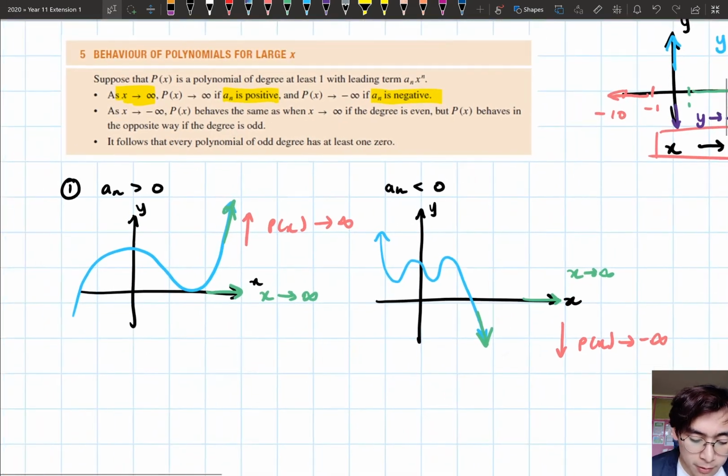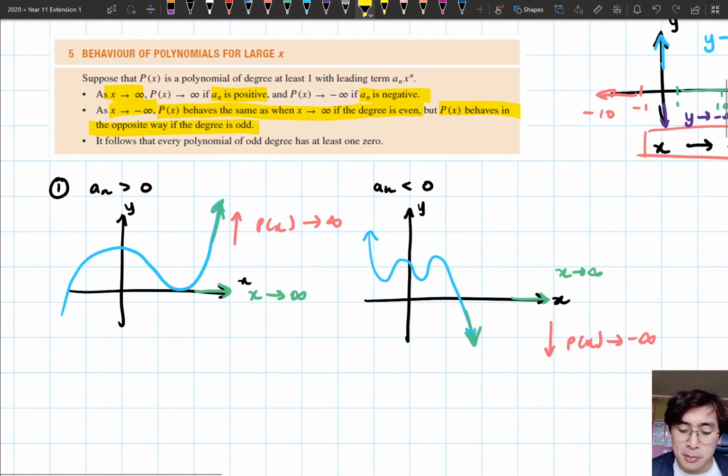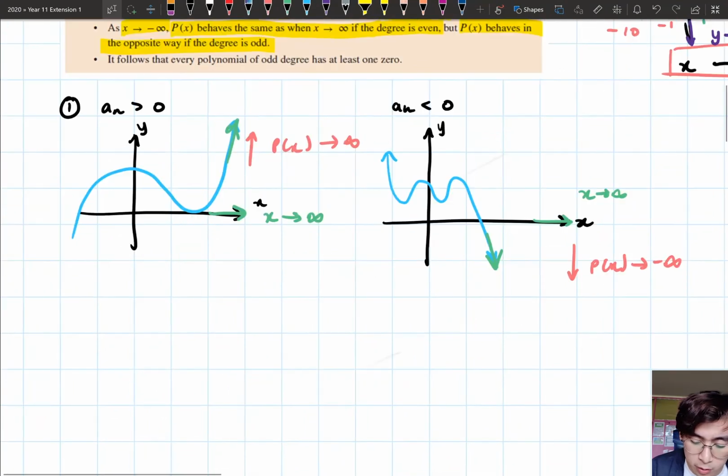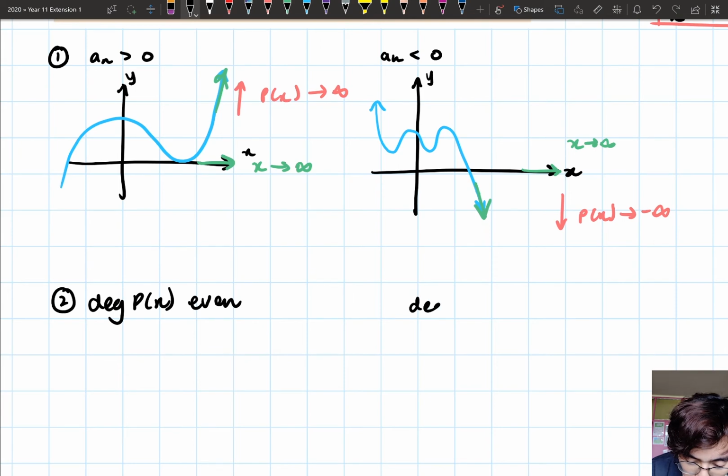Now let's have a look at the second dot point. The second dot point tells me, as x goes to negative infinity, so the other direction, so when x goes towards the left, what happens? So p of x behaves the same as when x goes to infinity if the degree is even, but p of x behaves in the opposite way if the degree is odd. So here, the second thing we need to look at is actually the degree of the polynomial. If you remember, the degree is just the highest power of your polynomial. So what this tells us is, if the degree of the polynomial is even, and the other case is if the degree is odd, what happens?